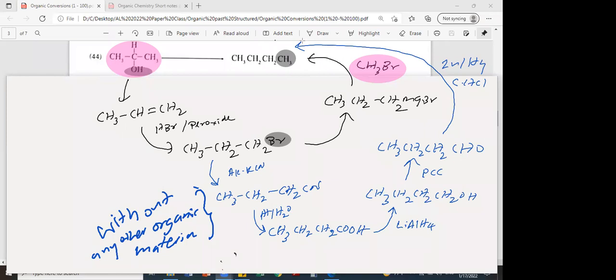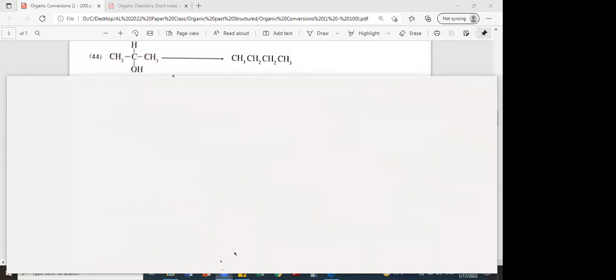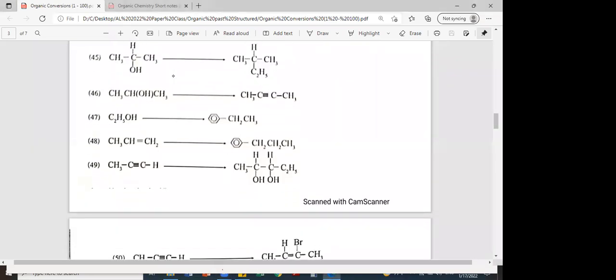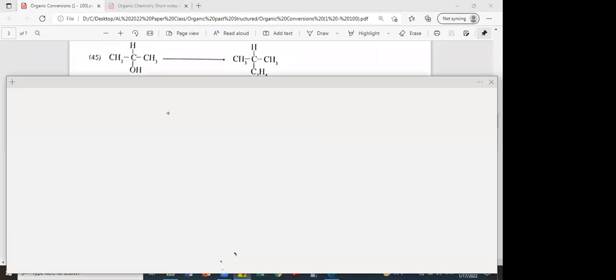Right. Then 45, okay. Then I'll read this. 45, the last one. After this I'll stop. 45th one. Yes, 45th.